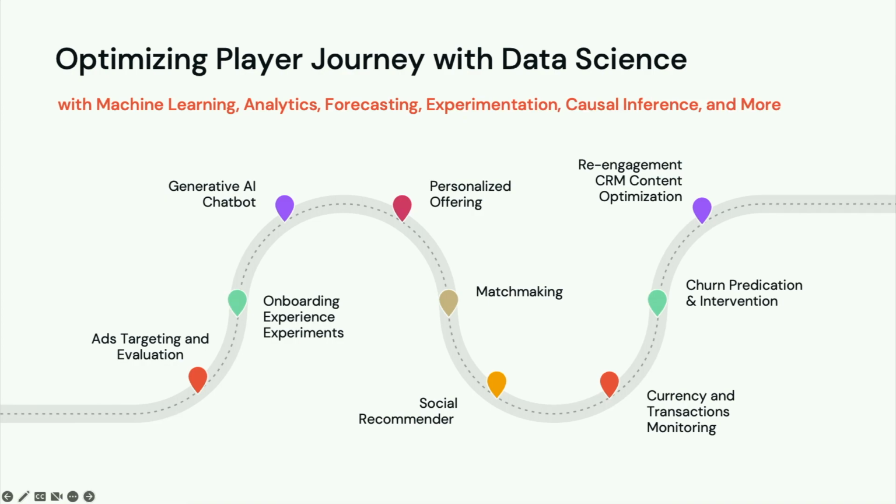Once the player has a signal of churning, we want to know early. That's where the churn model comes into place, so we can design churn intervention in time. And if a player indeed churned, then we can have a re-engagement CRM campaign, where data science can help us personalize the message and also run experiments to evaluate whether this campaign indeed works.